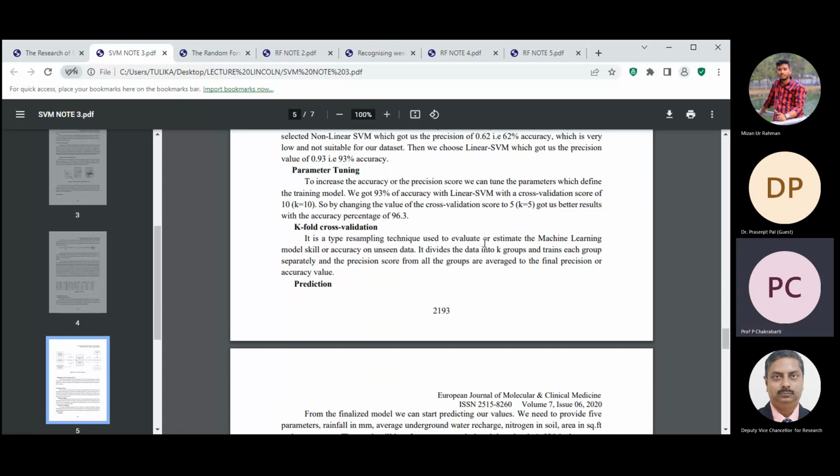In this particular prediction, you can understand that the more you increase your instances, obviously your accuracy will be much higher. So in this way you can understand how the SVM can be used.